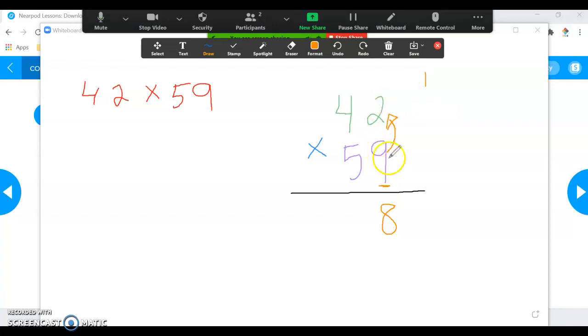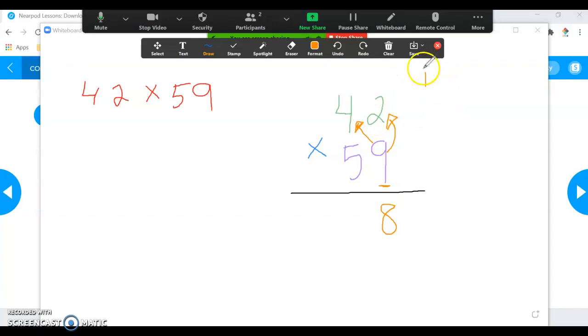Now I need to multiply this 9 by 4, because I'm done with 2. 9 times 4. Who can tell me what is 9 times 4? Yep, 9 times 4 is 36.